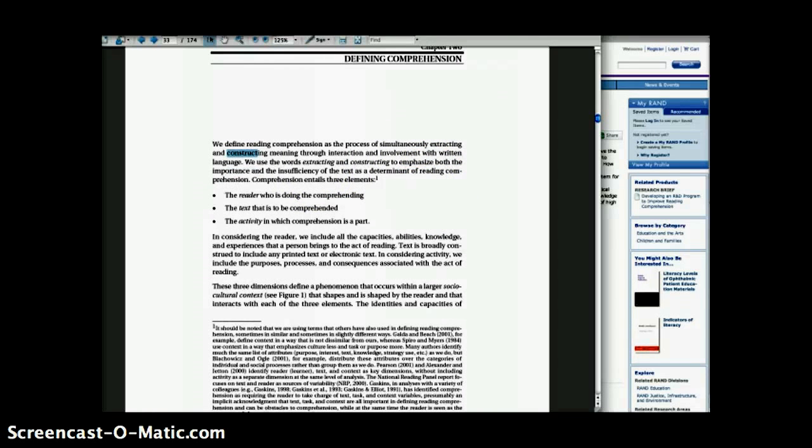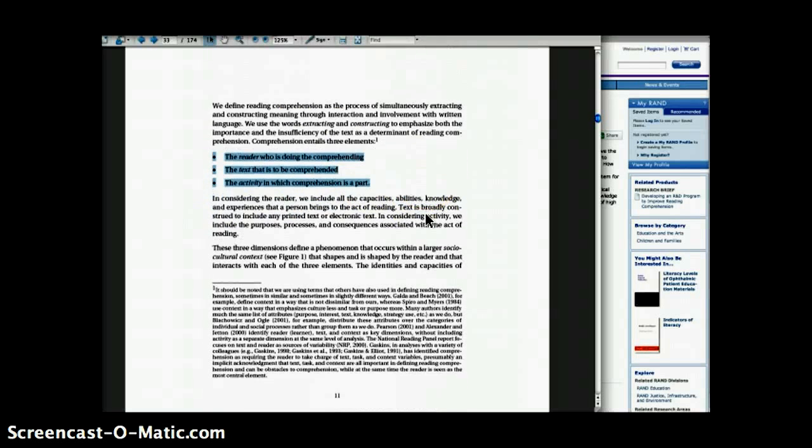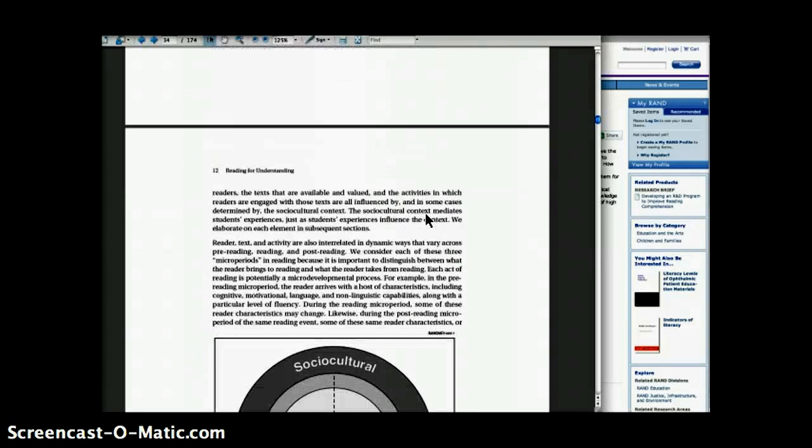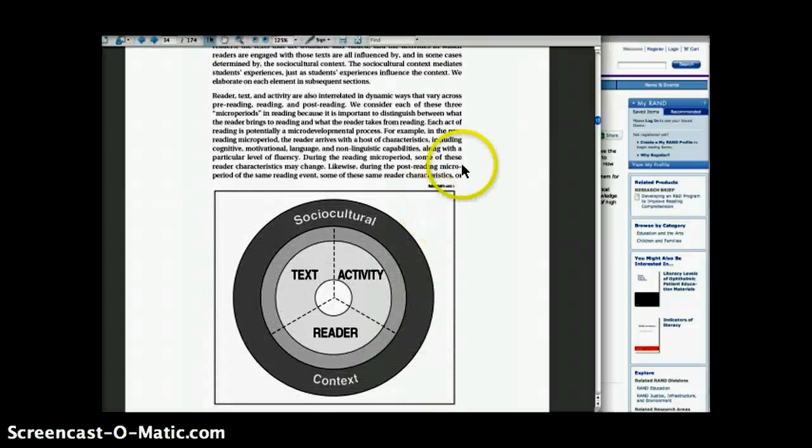There are 3 parts of reading comprehension. Number 1 is the reader. Who is reading? Who are we asking to read? Number 2 is the text. What are they reading? And 3 is the activity. How are they reading it? So those 3 parts, the reader, the text, and the activity, are displayed here.